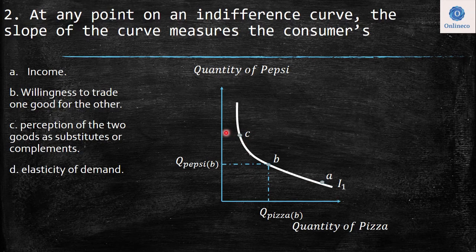And here, when we have more quantity of Pepsi, then you are willing to trade more Pepsi for just a little bit of pizza because pizza is more desirable. The other side is when you have a lot of pizza and maybe you get thirsty. In that case, you can trade a lot of pizza for just a little bit of Pepsi. So this is the situation that at the end of the day measures the willingness to trade one good for the other.